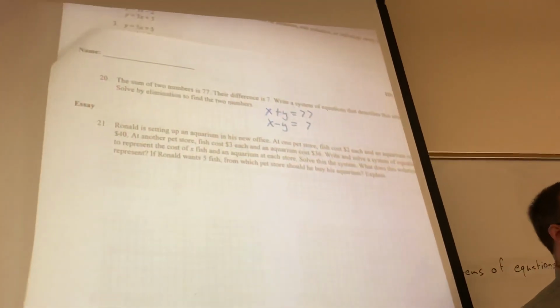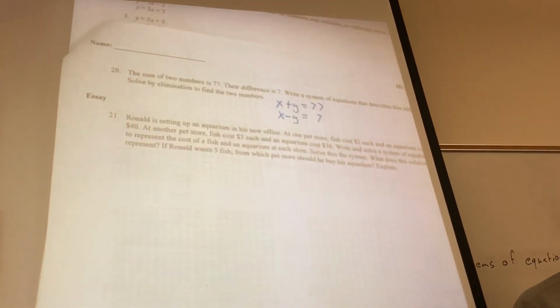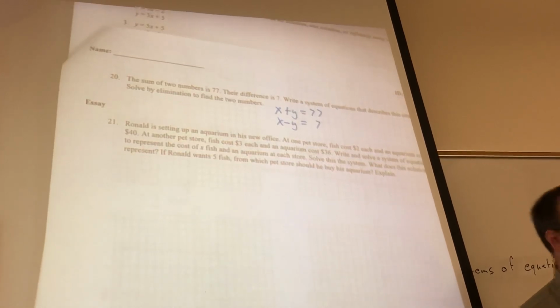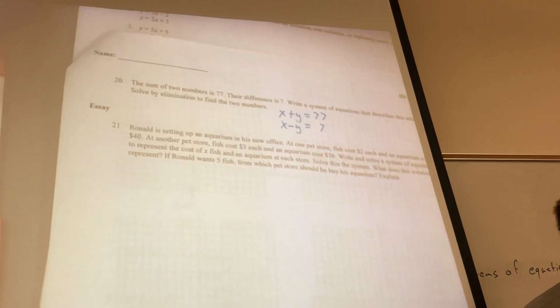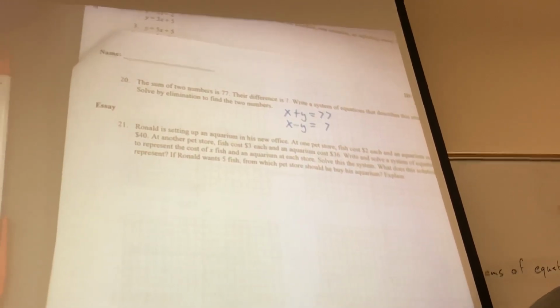There is a problem like this on the test. It's in 2 parts. So the one part is writing the system. The other part is what are the numbers. Okay, so that's like a 2-part question on that one. And then the essay question.